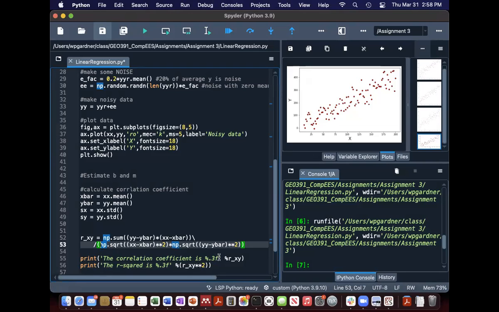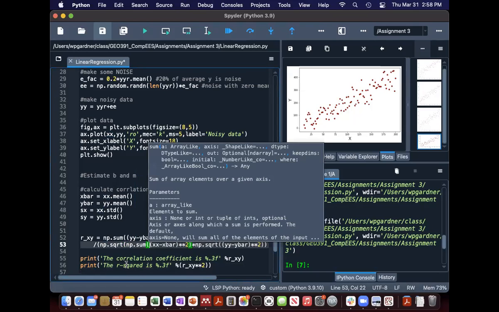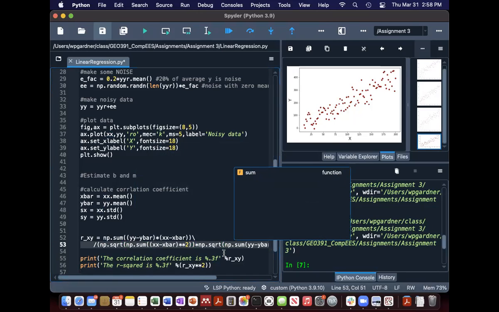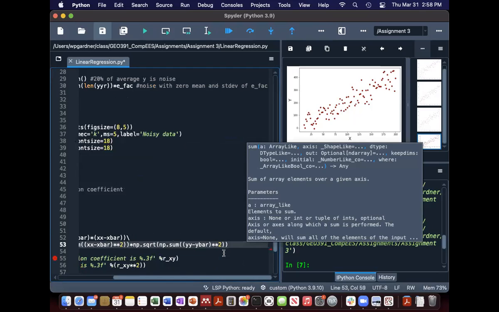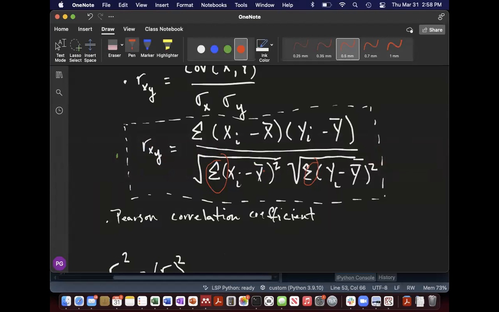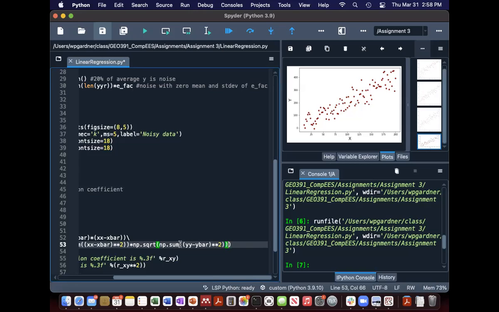This is a fancy printing thing I'm going to show you. I'm just kicking down knowledge, but let's make sure that we have NP dot sum. Let's see, am I doing that right? Square root of the sum, yep. Square root of the sum of Y minus Y bar squared.